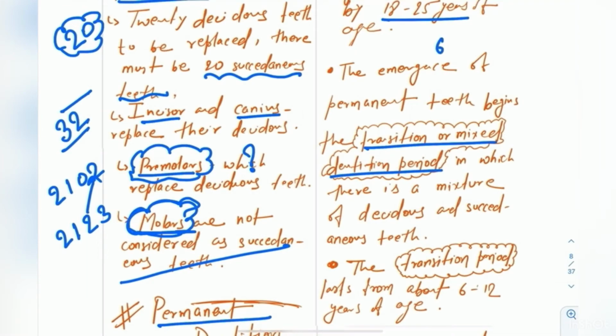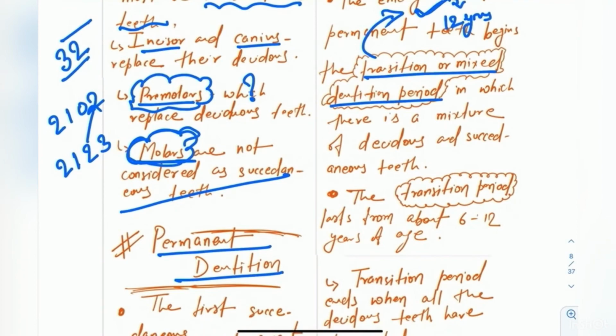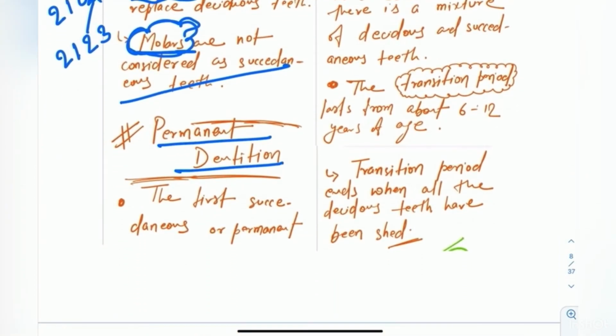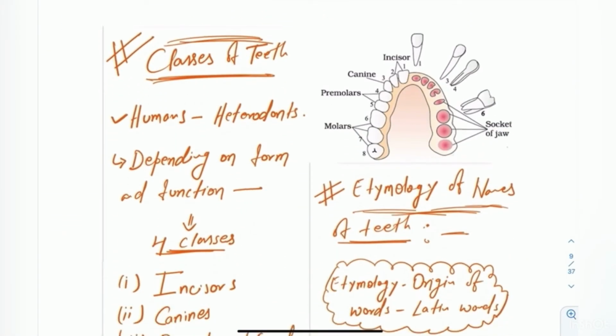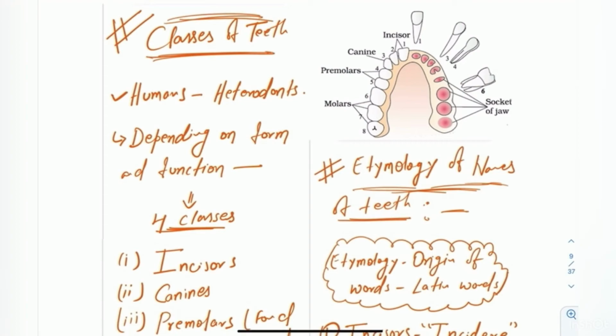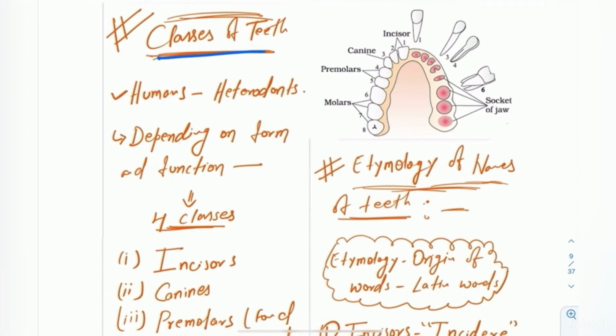Six months to 6 years is the deciduous period. Beyond that, till 12 years of age, is the transition period. After that, all the deciduous teeth have been shed off, so then the permanent dentition period starts. Clear? Okay, next is the classes of teeth.